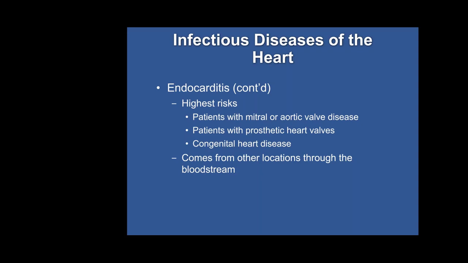Highest risks are people with valve problems already: prosthetic valves, aortic valve disease, mitral valve disease. So valve problem patients, and congenital heart disease. Their heart has already been through a lot just with how it naturally developed, so those patients are more at risk for the infection to start causing further issues inside their heart.